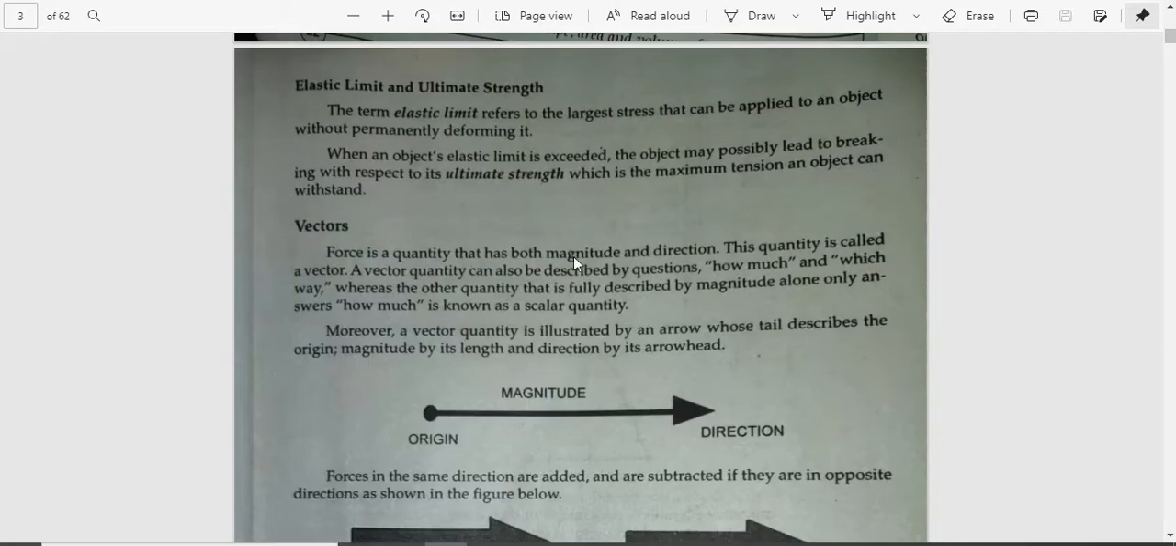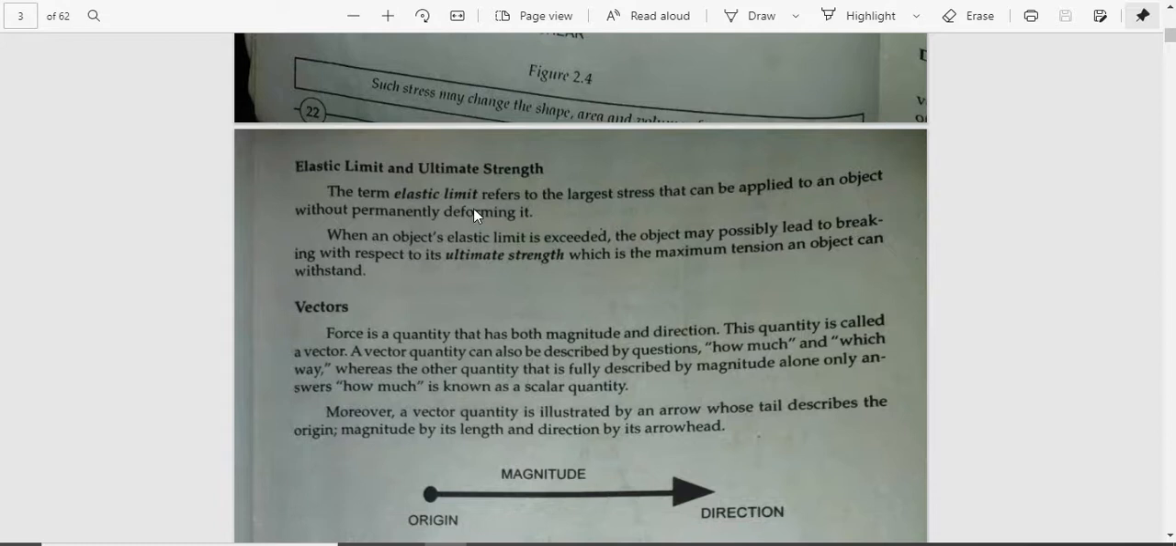Next, ang imong next nga point is your elastic limit and your ultimate strength. Okay, so what is elastic limit? It refers to the largest stress that can be applied to an object without permanently deforming it. Ibig sabihin, pwede pa sa kabalik sa iya nga original nga form or ang iya original nga status.